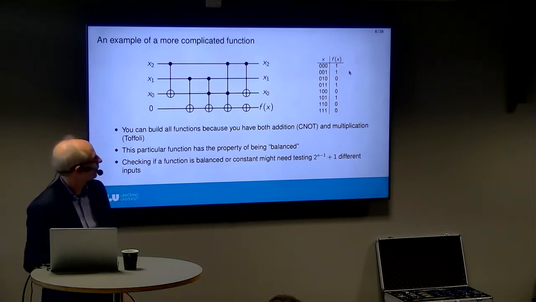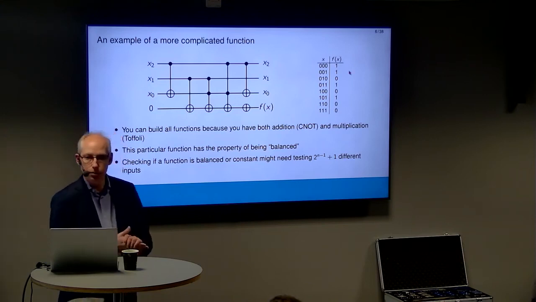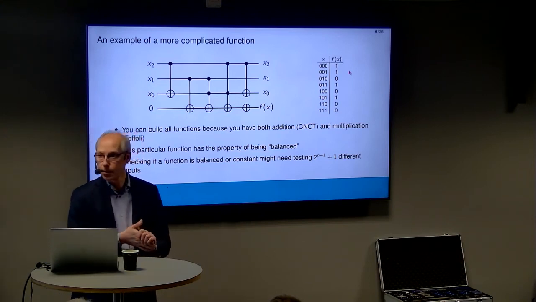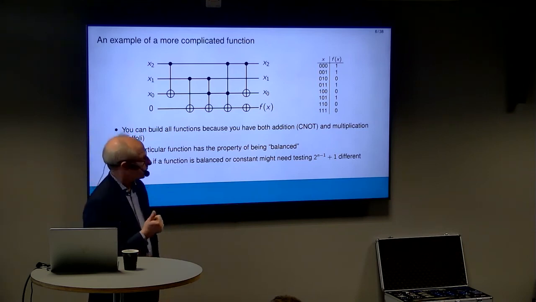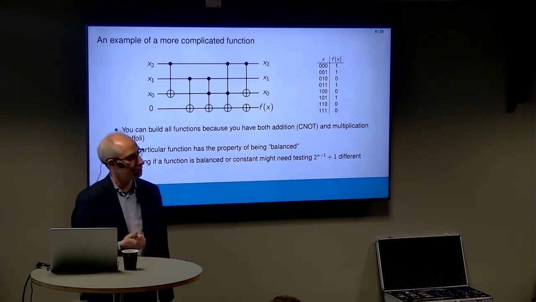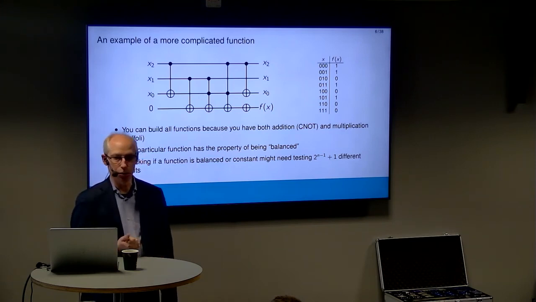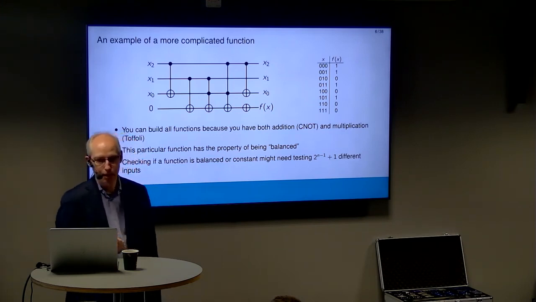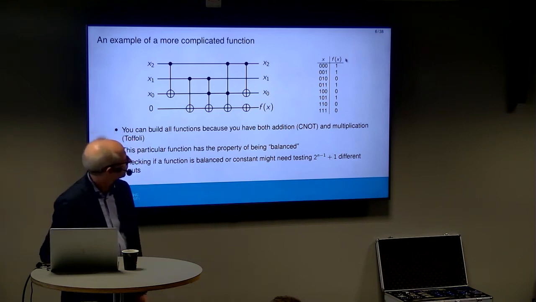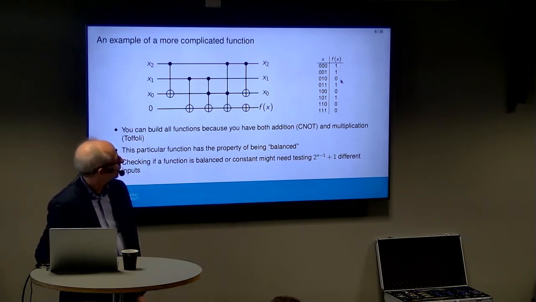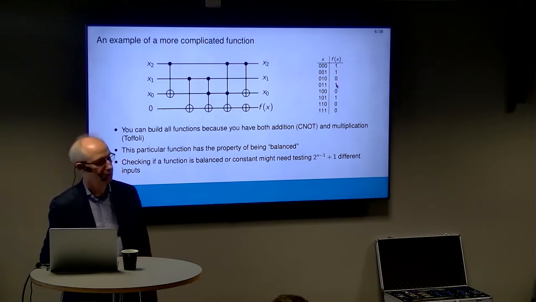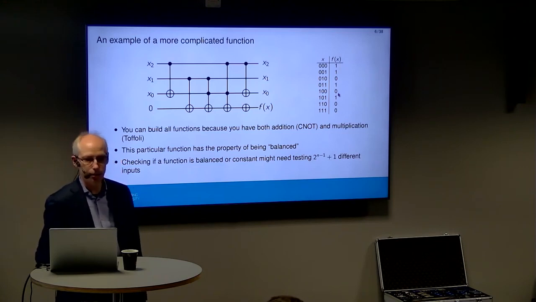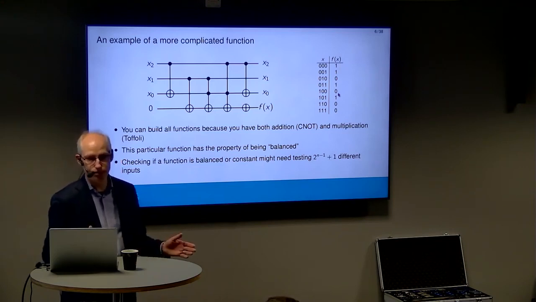Yeah? And now here's a task for you, which turns out to be pretty difficult. You have an unknown function, and you want to decide whether the function is balanced or constant. How many function calls do you need? Well, you need to test 1, 2, 3, 4, and even if you get four 1s here, you still don't know if it's balanced or constant. You need to test one more. So half of the possible inputs.